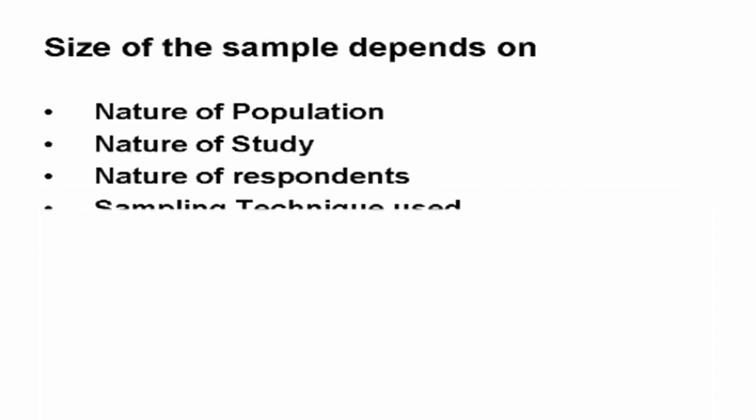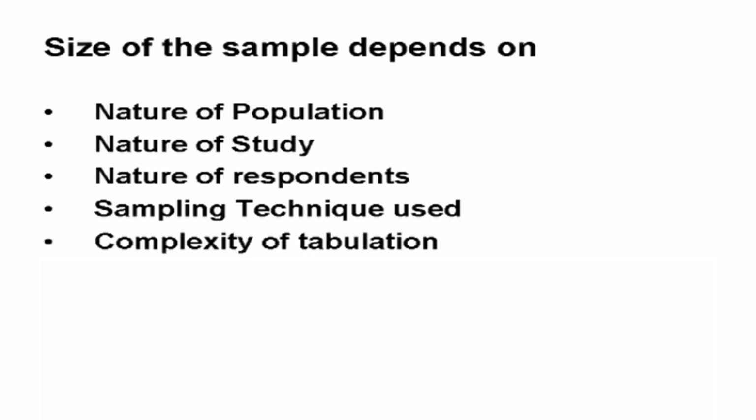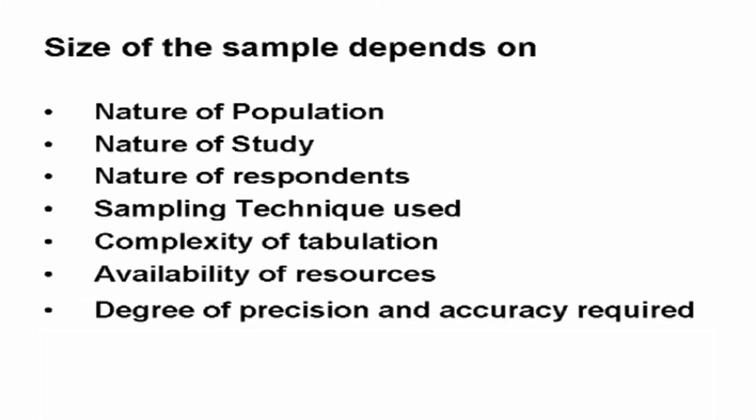Sample size. Researchers sometimes are confused with the size of the sample they have to decide. The decision on the size of the sample depends on various factors of the research issue. These aspects are the nature of population, nature of study, nature of respondents, sampling technique used, complexity of tabulation, availability of resources, and then degree of precision and accuracy required. Now, I will explain one by one.